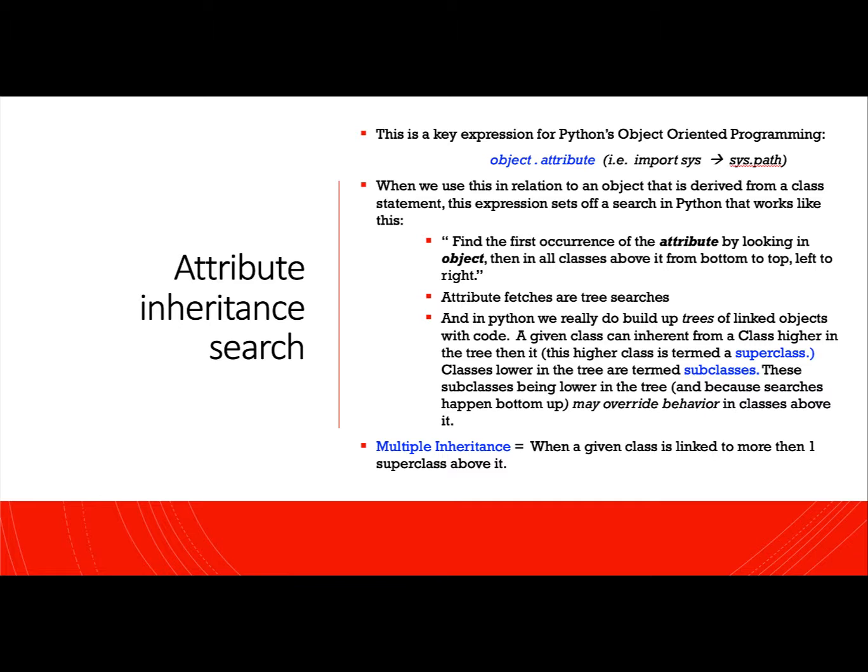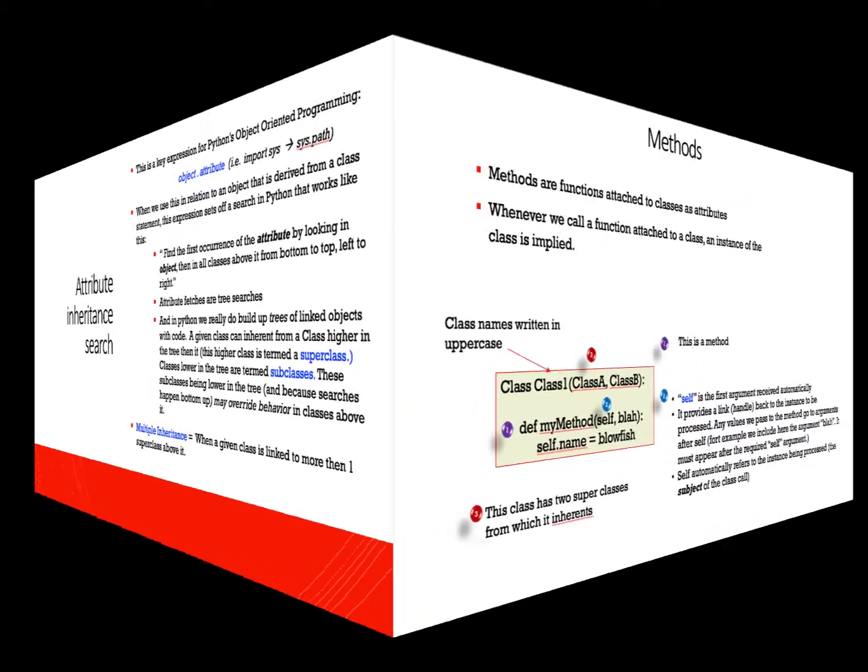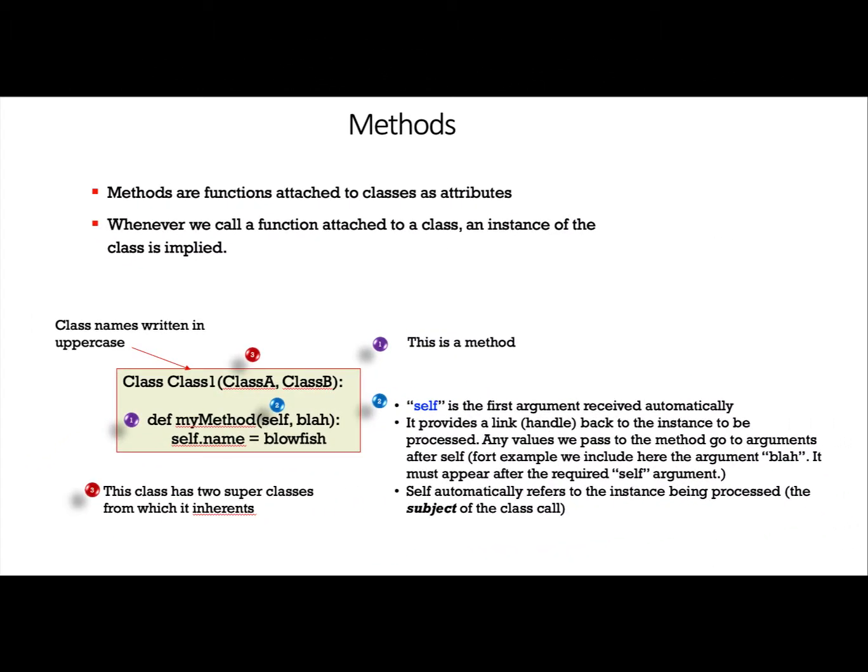A given class can inherit from a class higher in the tree than it. The higher class is termed a superclass. Classes lower in the tree are termed subclasses. These subclasses, being lower in the tree, and because searches happen bottom up, may override behavior in classes above them. Multiple inheritance is when a given class is linked to more than one superclass above it. Methods are functions attached to classes as attributes. Whenever we call a function attached to a class, an instance of the class is implied.